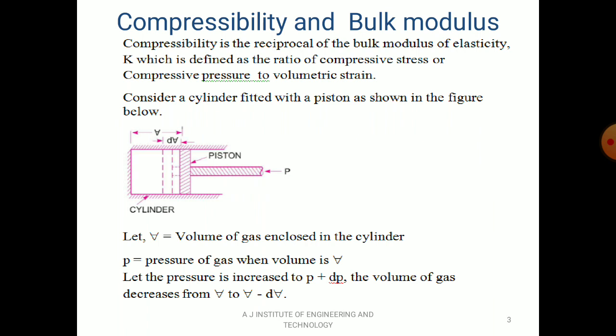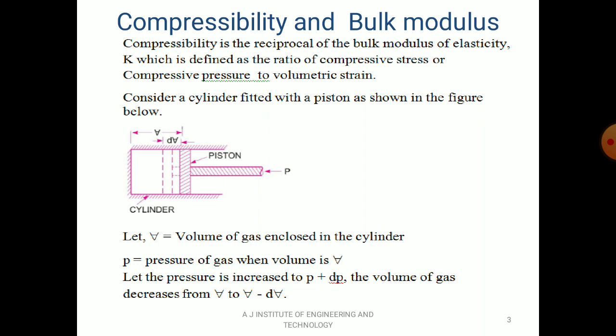So what is volumetric strain? Volumetric strain is equal to change in volume divided by original volume, or the ratio of change in volume to original volume. Bulk modulus, represented by capital letter K, is equal to compressive stress or compressive pressure divided by volumetric strain. Now compressibility is the reciprocal of bulk modulus, that is compressibility equals 1 by K.